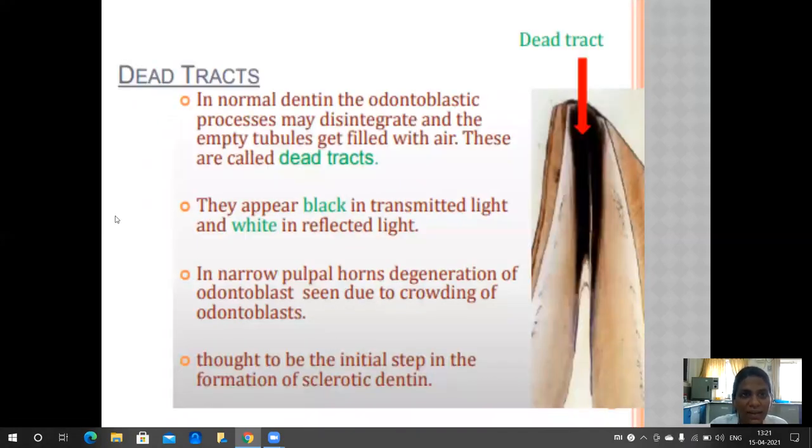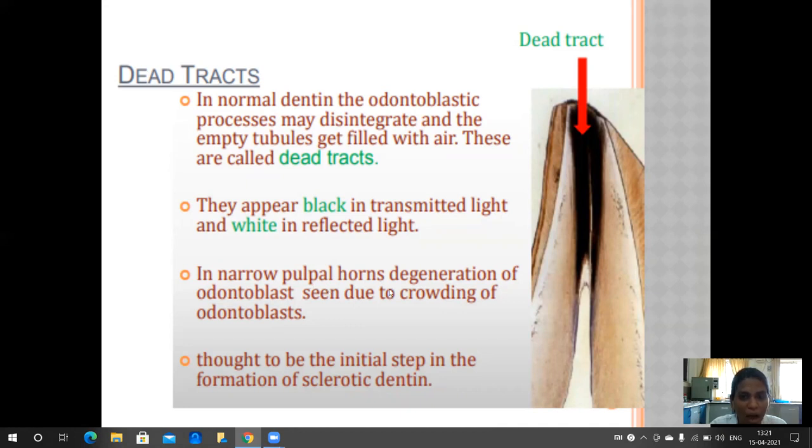The next slide is the dead tracts. In normal dentin, the odontoblastic processes may disintegrate and the empty tubules get filled with air. These are called the dead tracts. They appear black in transmitted light and white in reflected light.